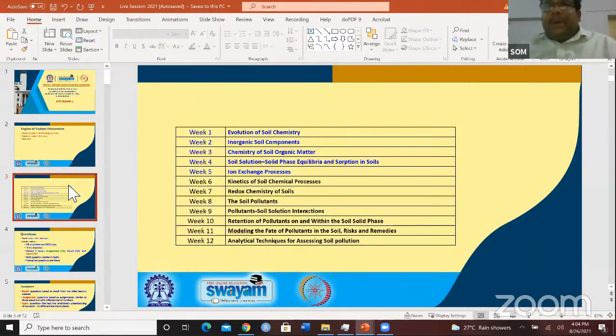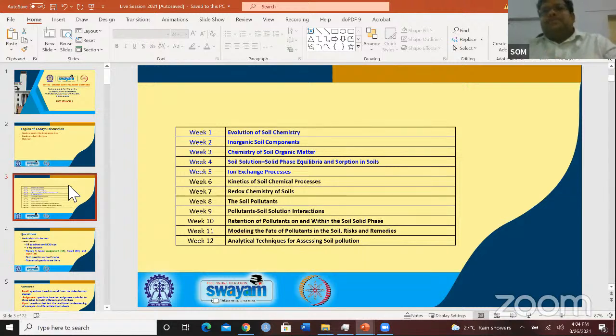I hope that we have finished so far up to week 5. We started our lectures of this course with the evolution of soil chemistry, where we discussed the definition of soil chemistry, then the difference between soil chemistry and environmental soil chemistry, and how this discipline has evolved over a period of time, and what are the important aspects of environmental concern of the contemporary world.